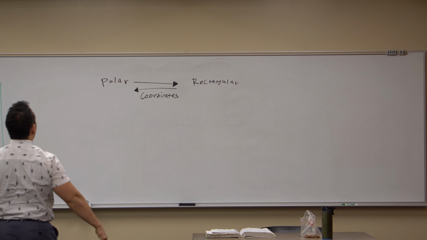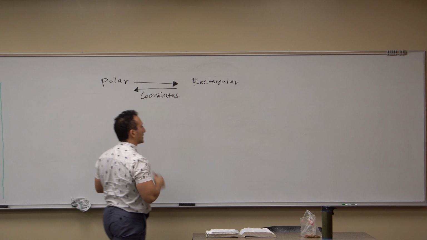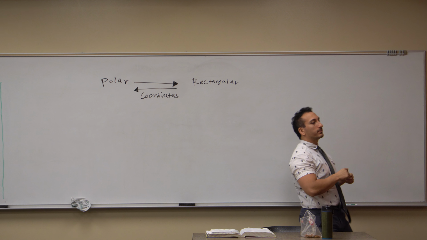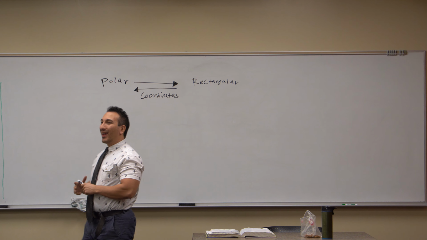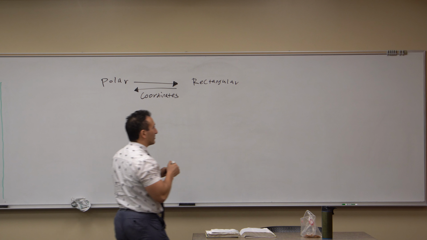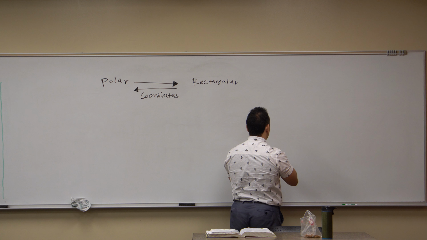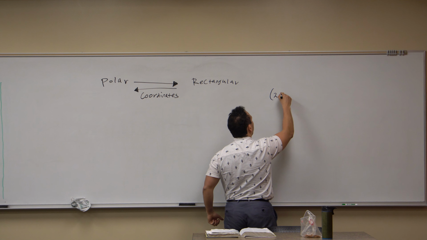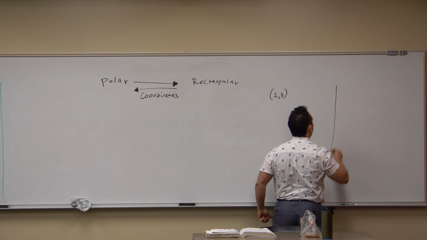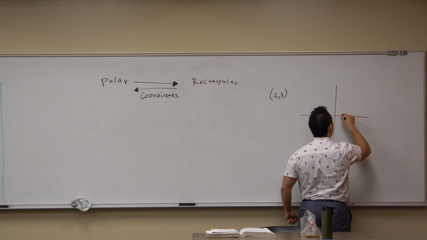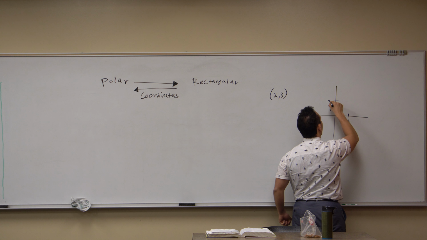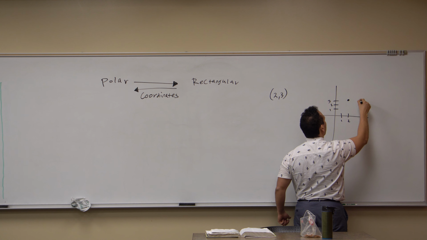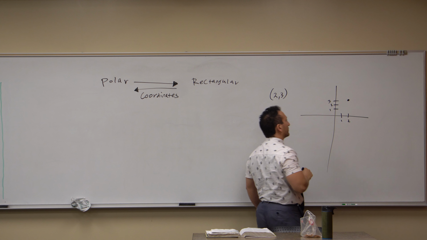Actual part 2, polar to rectangular coordinates. Now, take a look here. I'm going to give you a point in two-dimensional space. Let's say 2, 3. Where can I find 2, 3? 2, 3 is located 1, 2 on the x and 1, 2, 3 on the y. There you go. Here's our point 2, 3.